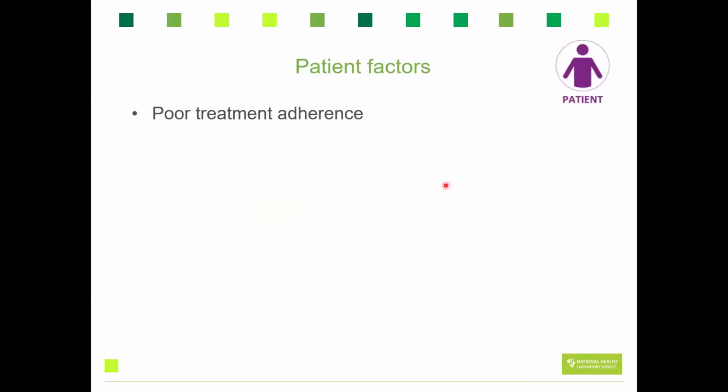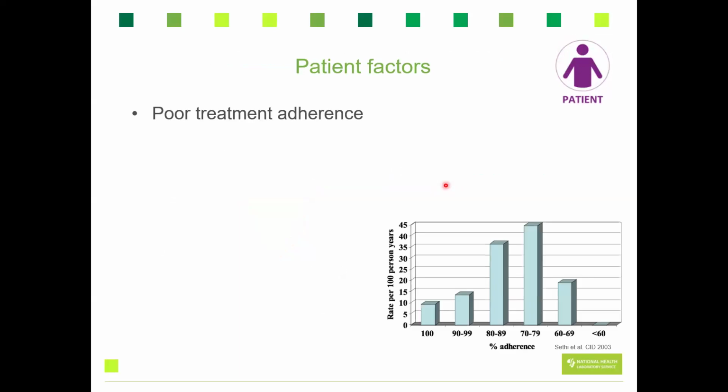Then moving on to the patient, and you know much more about this than me, but obviously poor treatment adherence is the first thing that comes to mind. If you don't take your drugs well, you have a very high chance of developing resistance. However, there are differences. In this graph at the bottom, you have your percentage of adherence going from 100% to less than 60%. And then here you have the rate that they actually develop resistance. If you have 100% adherence, your chances of developing resistance are relatively low.